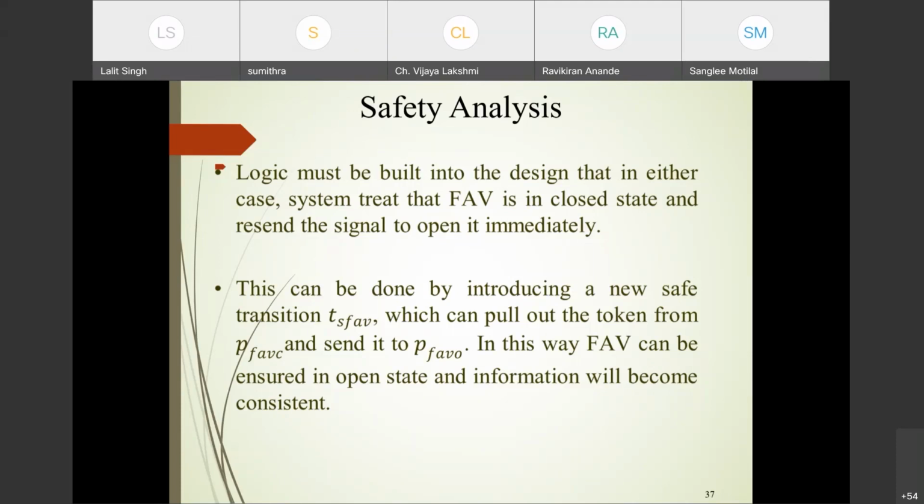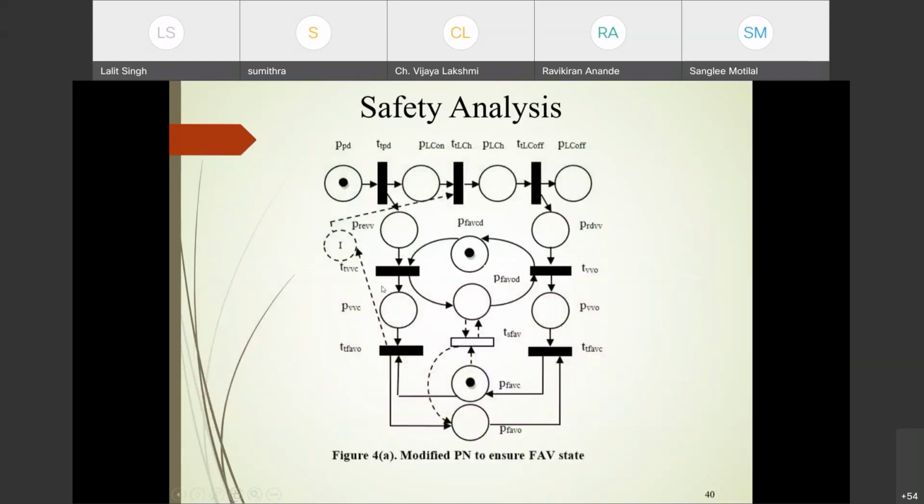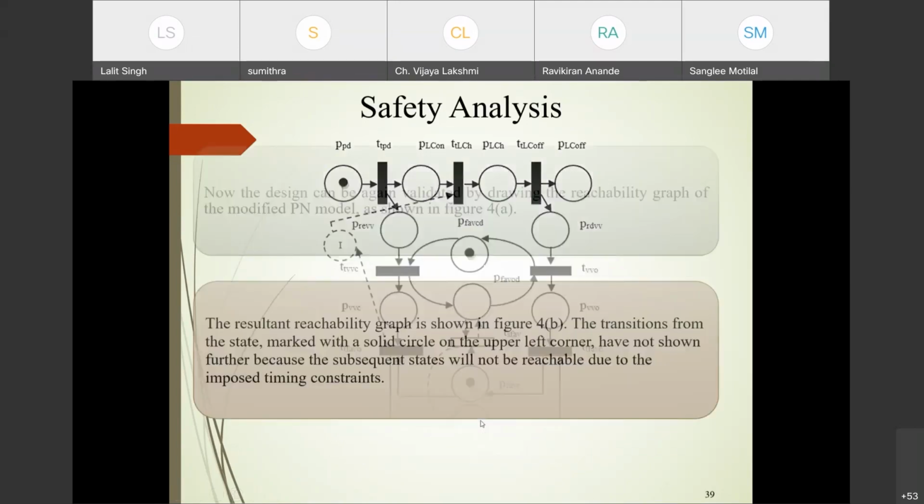And how can I do that? By introducing one more safe state in between, known as TSAFAV, so that it can ensure that if the fast acting valve is in closed state, then it can pull the token from the fast acting valve closed state and intentionally enforce it from closed to open state.